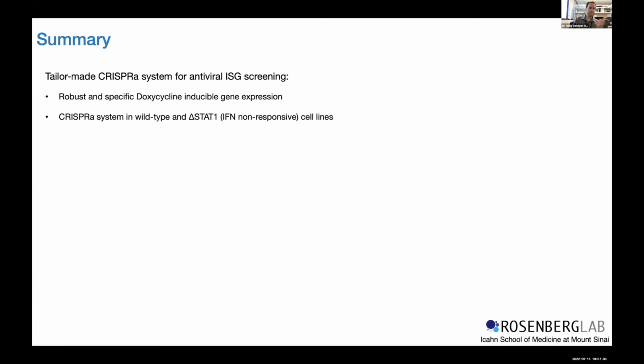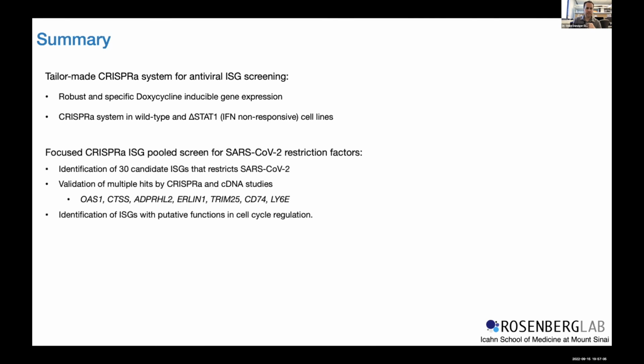in studies of ISGs, and we conducted a focused CRISPRa screen, identifying more than 30 candidate ISGs that can restrict SARS-CoV-2. We validated multiple of those hits, including OAS1, which is now known to be a very prominent antiviral SARS-CoV-2 factor, as well as others such as cathepsin S, and identified putative ISGs with putative functions in cell cycle regulation.